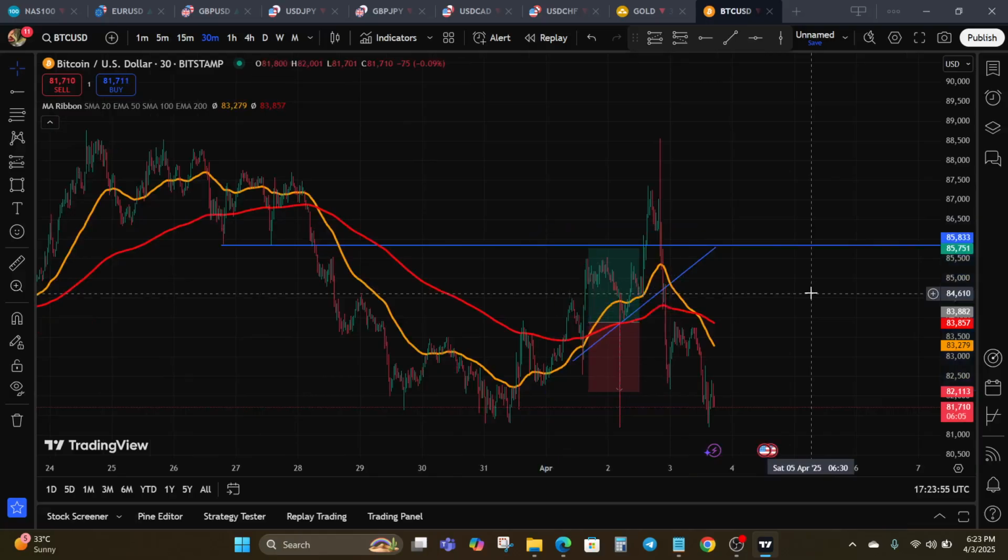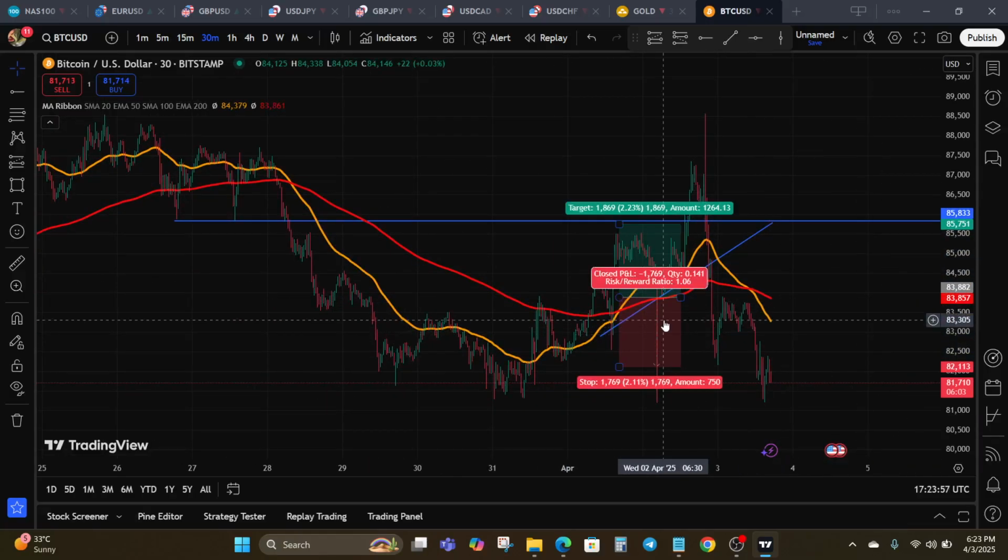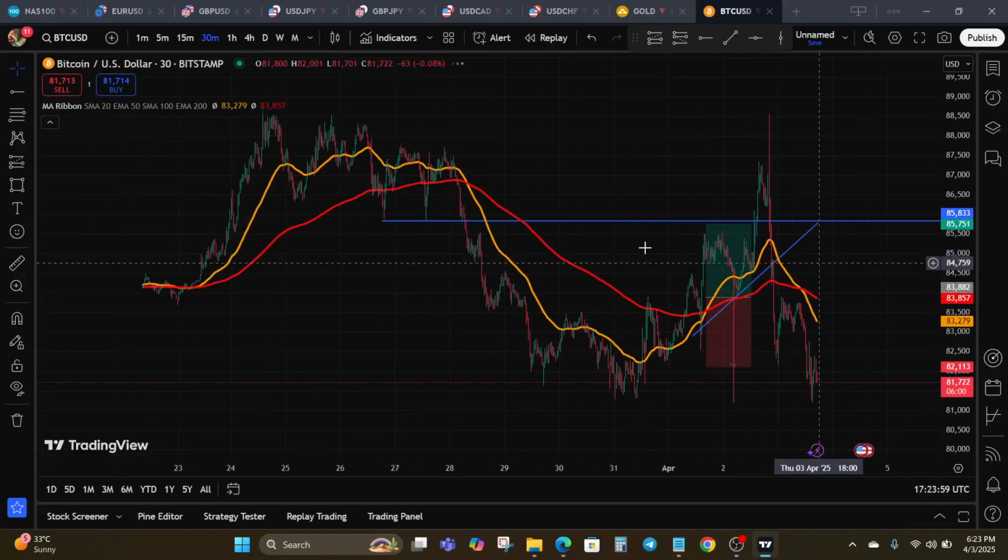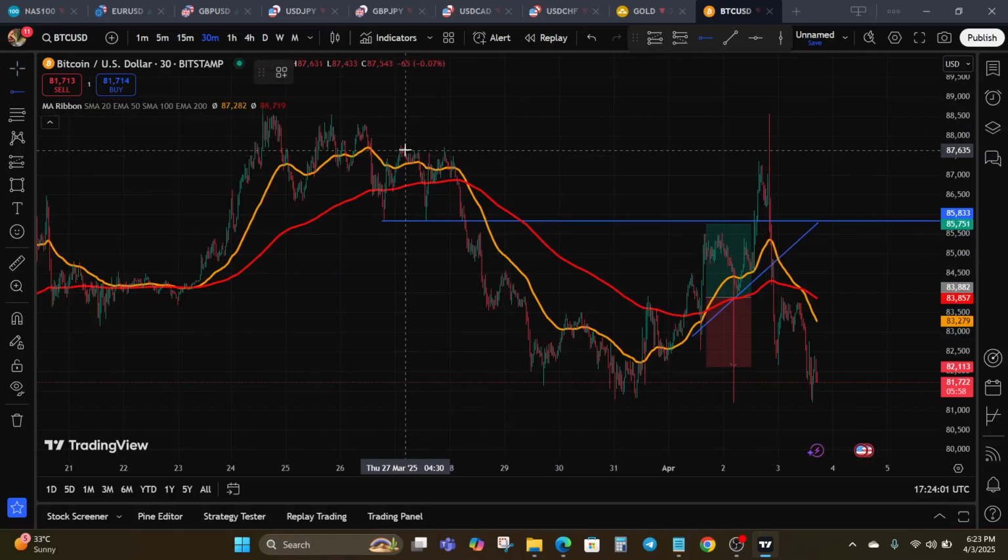But if you do not have a good risk to reward ratio, then you can just stay out of the trade. For example, in this case, the risk to reward was 1:1, so this was not a good one. We actually had another resistance around here.